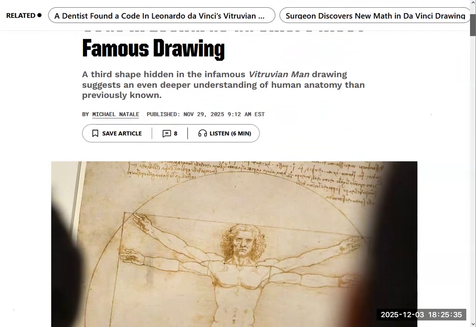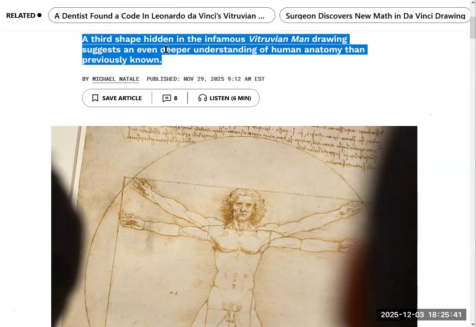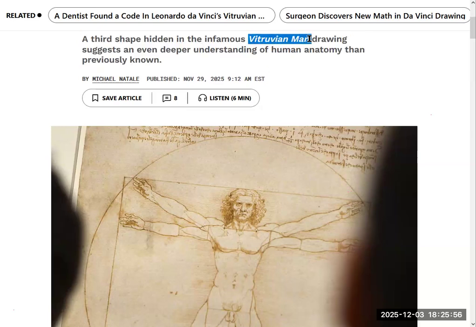Just below that title I just read out, it says: a third shape hidden in the infamous Vitruvian Man drawing suggests an even deeper understanding of human anatomy than previously known. So they're saying the little drawing we're looking at, with that man in a circle and a square, they're referring to as the Vitruvian Man drawing. That's what most people refer to it as. Vitruvian was a man who lived about 2,000 years ago, or slightly less than that, I think.